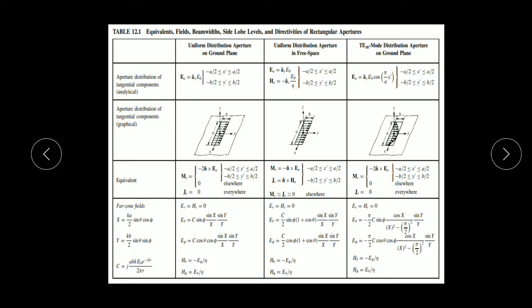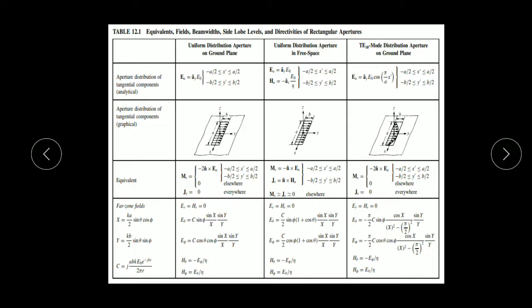In that case, according to the concept of Huygens principle, Ms is 2n cross Ea within minus a by 2 to a by 2 in this case, and elsewhere 0, and Js is 0 everywhere. The aperture current density is 0 elsewhere. Similarly, the radial components of the electric and magnetic field are 0.